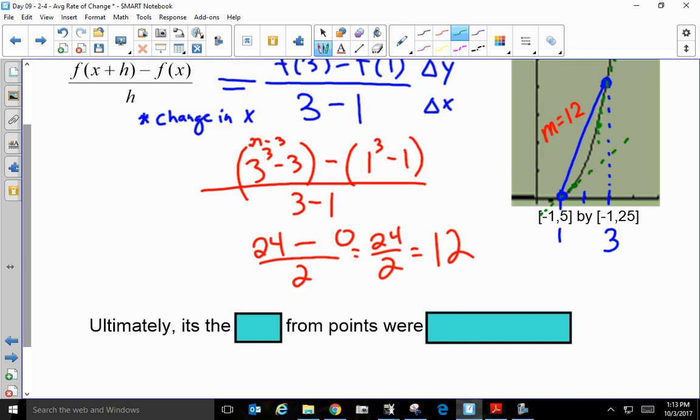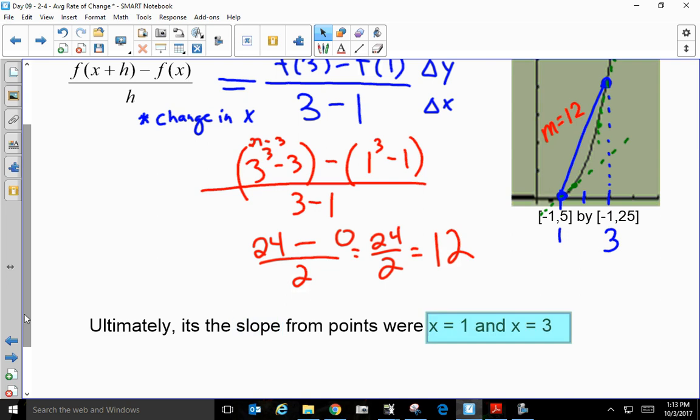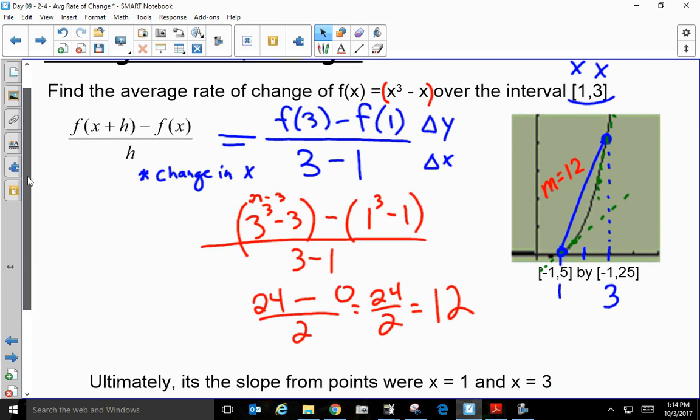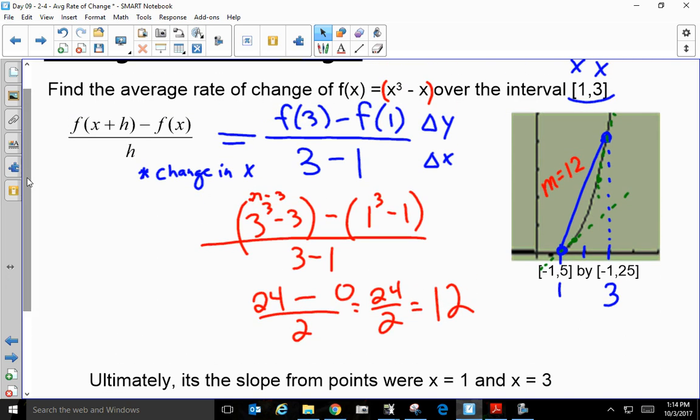All right? So ultimately, it's the slope from the points where x is 1 to x is 3. Easy. Okay? Good. Now, I don't think that was very difficult at all.